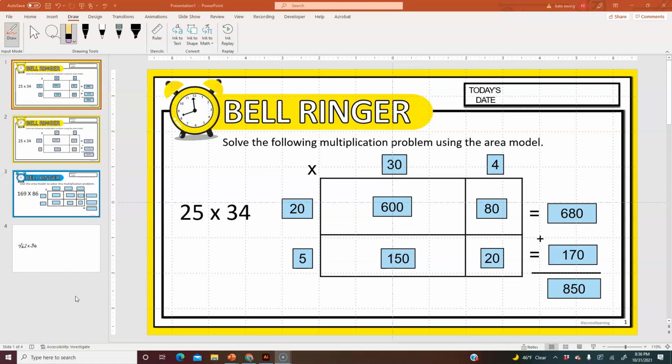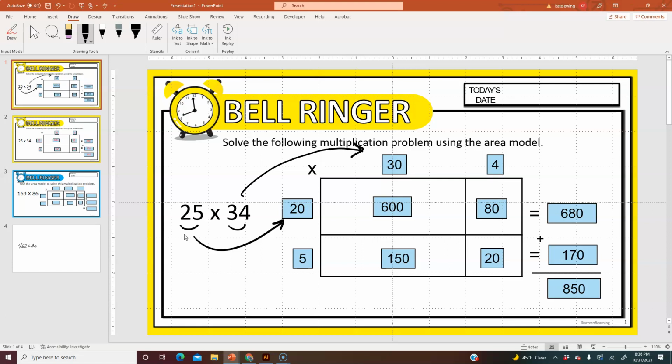All right, so when I'm taking 25 times 34, I want to break apart 25 and 34 into their expanded form. And as you can see, 20 plus 5 equals 25. That's what you would put in the boxes on the outside of your area model. And the other one would be the 30 plus 4.